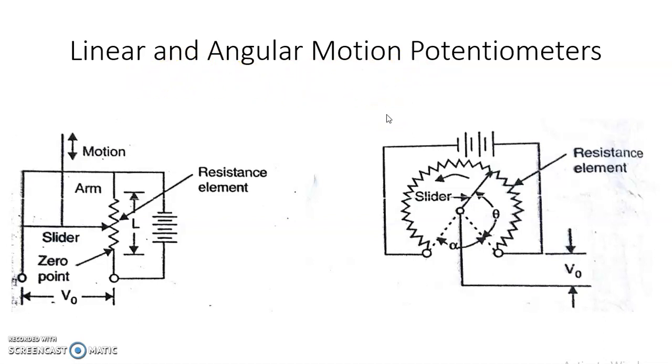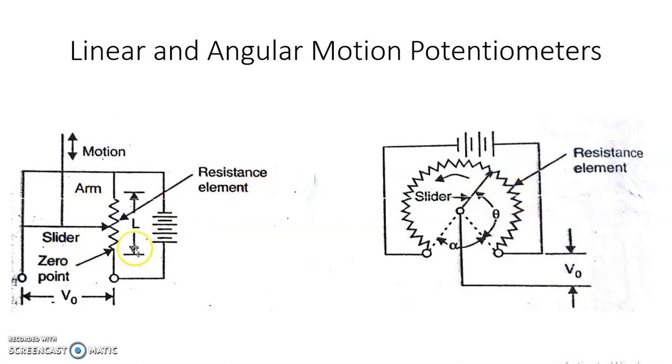These potentiometers convert linear motion or angular motion of a rotating shaft in terms of change in resistance. That change in resistance is measured, which gives the value of displacement. That displacement may be either linear displacement or angular displacement. This is the potentiometer used to measure linear displacement, and this is the potentiometer used to measure angular displacement. This is called a linear motion potentiometer and this is called an angular motion potentiometer.